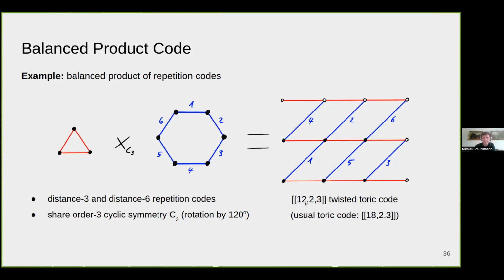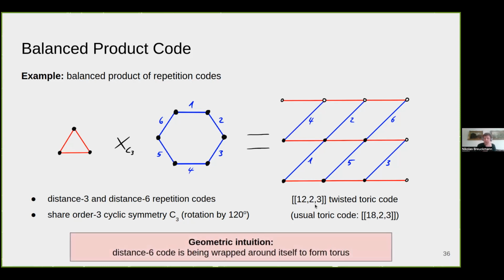So we save 6 physical qubits while obtaining the same number of encoded qubits and the same distance. Later it will be important to keep in mind the following geometric intuition: by performing this balanced product, I have taken the distance 6 code and essentially wrapped it around itself to form this torus.